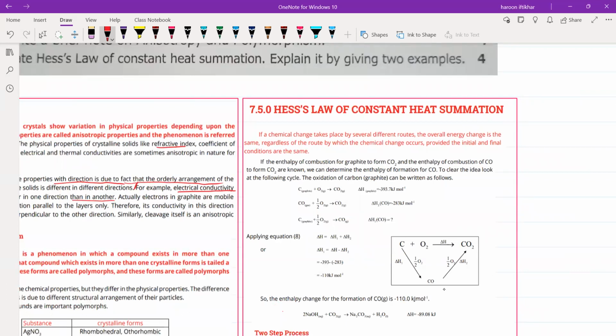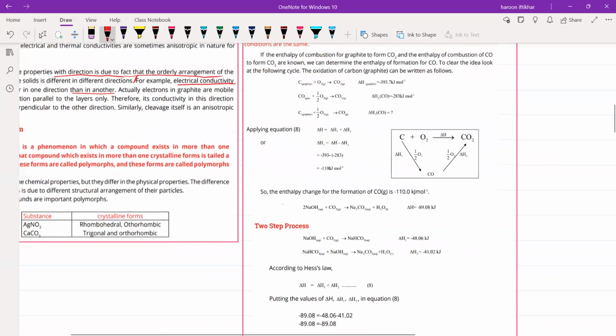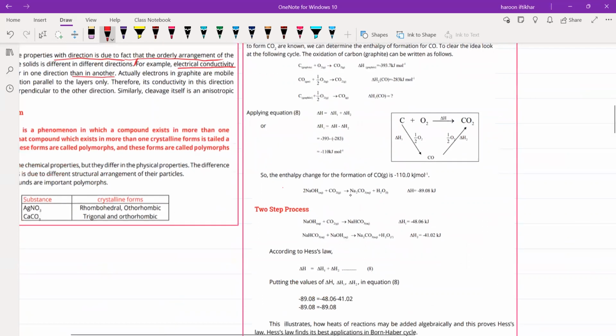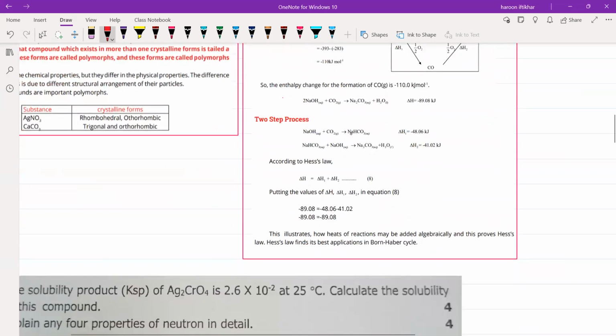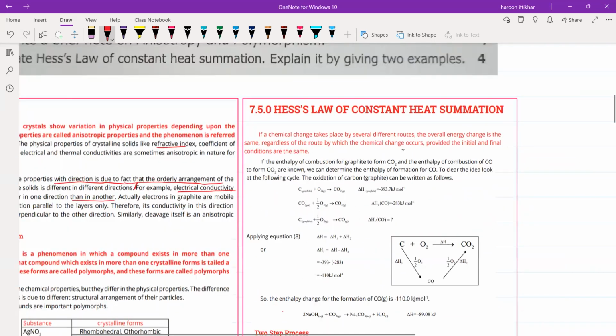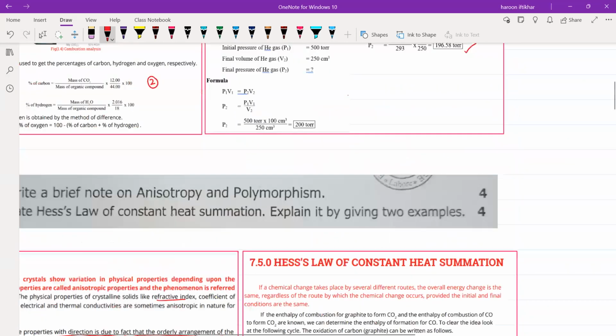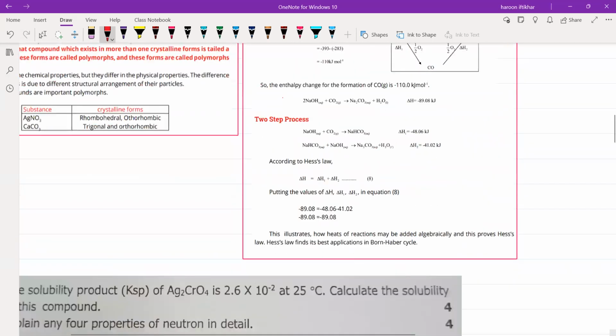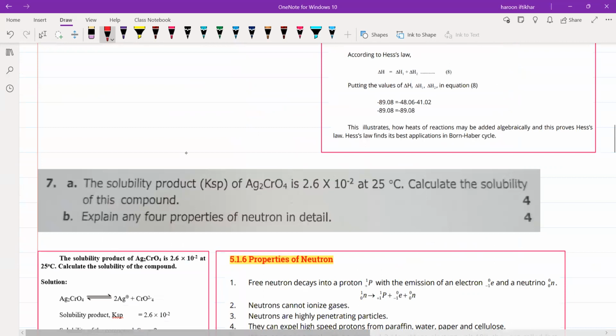One is the production of carbon monoxide, the energy for the formation of carbon monoxide, and the second is about the formation of sodium bicarbonate by the reaction of carbon dioxide with sodium hydroxide. So these are the 2 examples you can use. This is the image of your book, so you can directly read all this and you can answer your question, okay? All right, now the next part is from the solubility product, question 7, silver chromate.